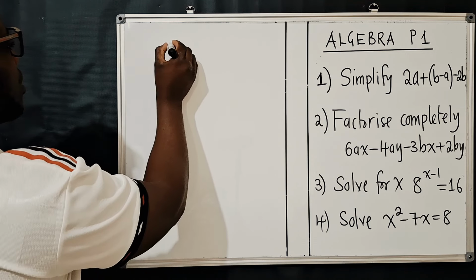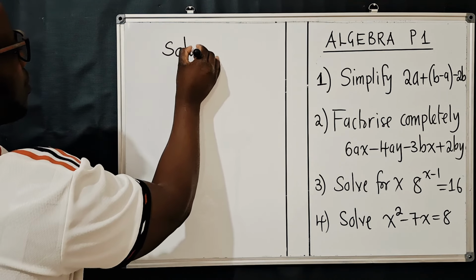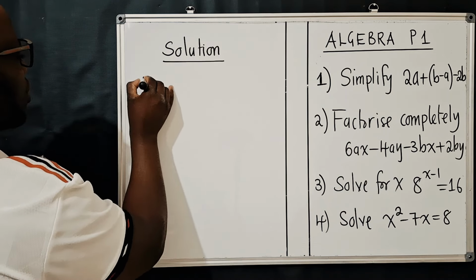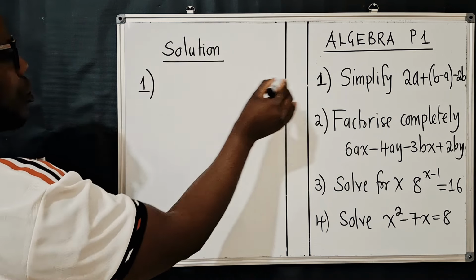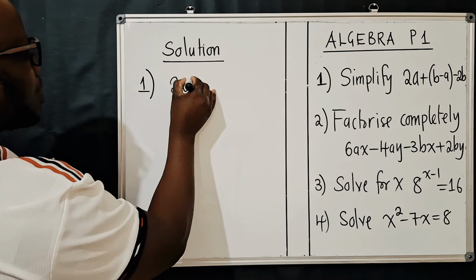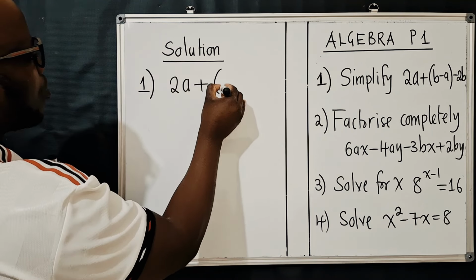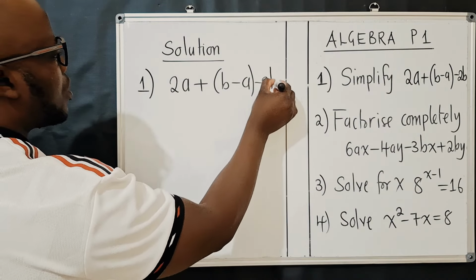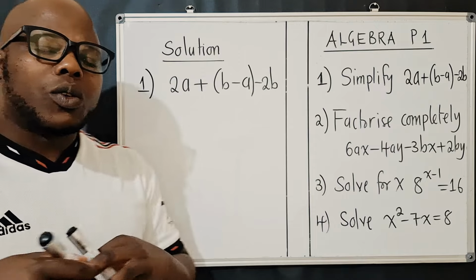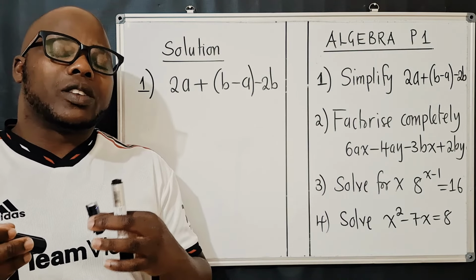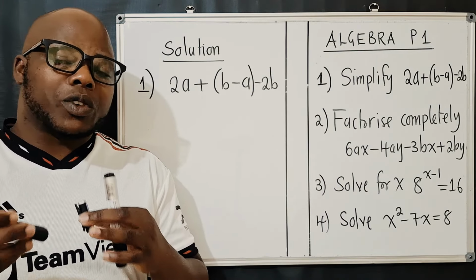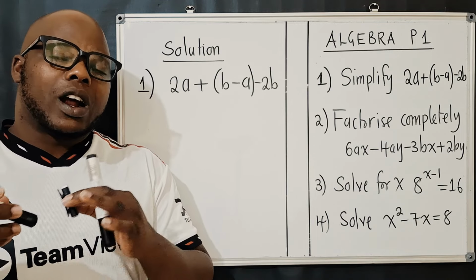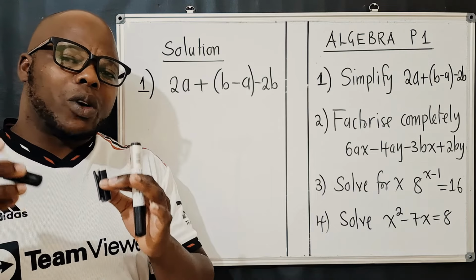So we shall say solution. So for question number 1, to simplify 2a plus open bracket b minus a minus 2b. So there are about 3 things that we need to know when it comes to simplification. The first thing must be to get rid of the brackets. And that's step number 1. Get rid of the brackets.